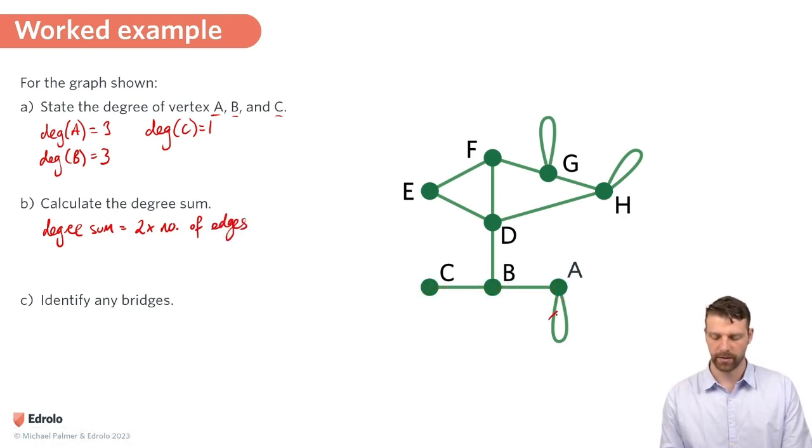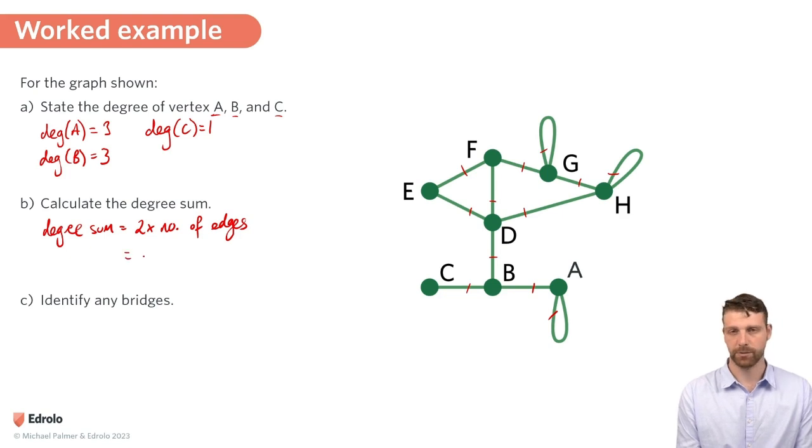That loop is only one edge. It's an edge that connects to the same vertex, so we count it once. And that's different to counting the degree from the vertex. So 1, 2, 3, 4, 5, 6, 7, 8, 9, 10, 11, 12. Okay, so I've got 12 edges. So my degree sum should be equal to 2 times 12, which is 24.